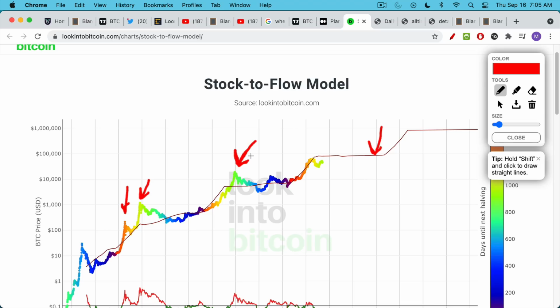But what I want to point out here is that we've never had the end of a Bitcoin bull market without a blow-off top, where the price of Bitcoin went well above the model price. It happened in 2013 and 2014, and it happened in the fourth quarter, really mid-December of 2017. This is why I think we're still quite early in this bull market.